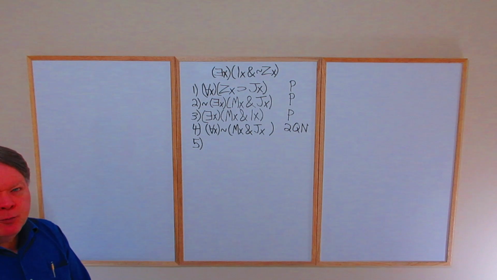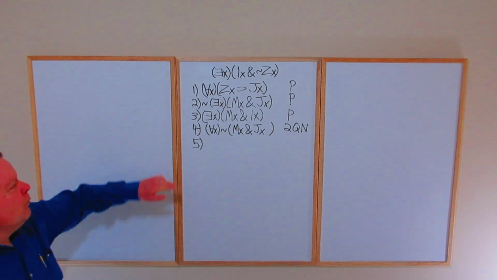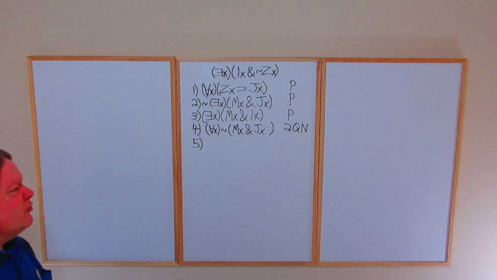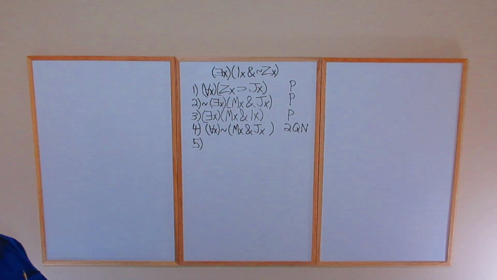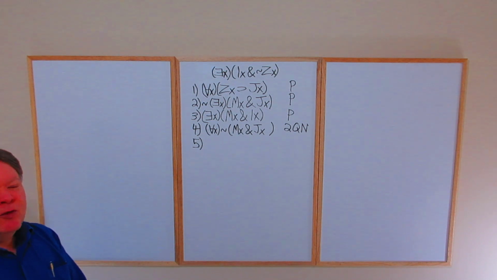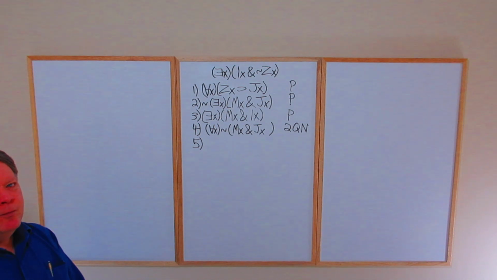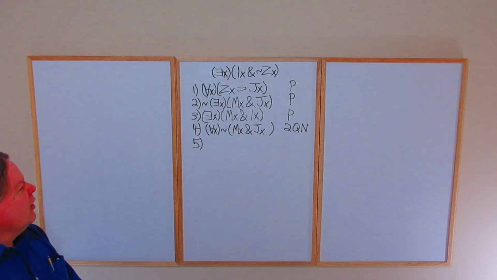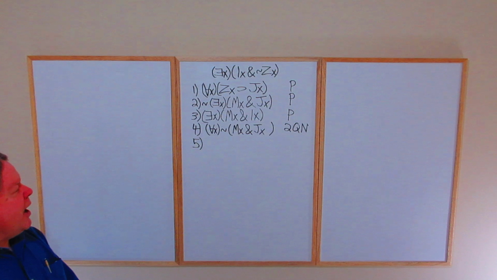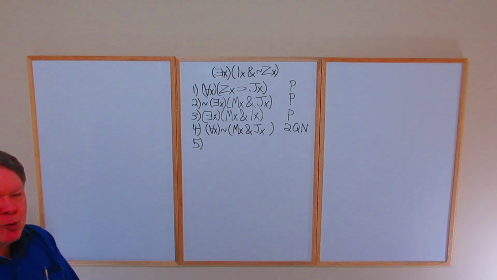Well, we could put the name of some individual, or we could put a free variable. Notice line 3, that's an existentially quantified sentence. Existentially quantified sentences, when you remove the quantifier, there's restrictions on EI. So, for the EI, it's going to have to be a free variable, and not only that, it's going to have to be a free variable that's new to the proof.